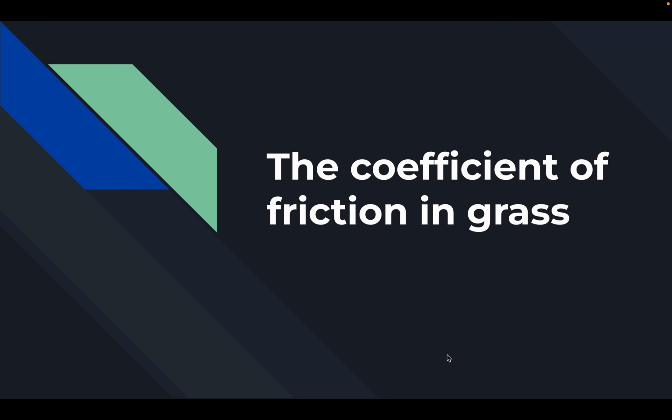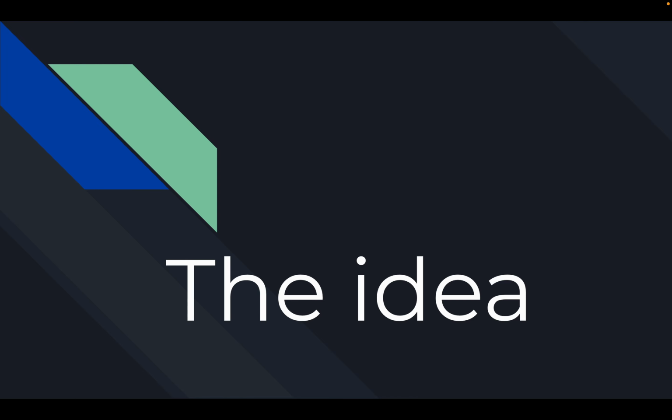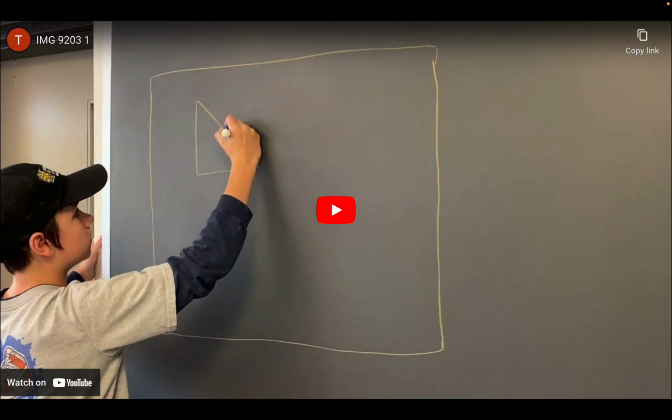Coefficient of friction in grass. So the idea for this slideshow is I'm going to place a brick on a grass hill and see at which angle the brick almost stays but starts to slide. And with that, I can use some mathematics that I will find in the next slide to find where exactly this mu k, or coefficient of friction, is for this specific grass. In this video, I will detail the mathematics of how I came to this.